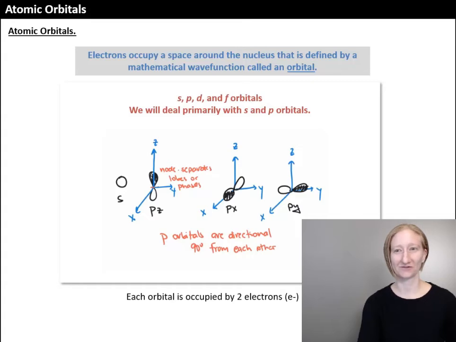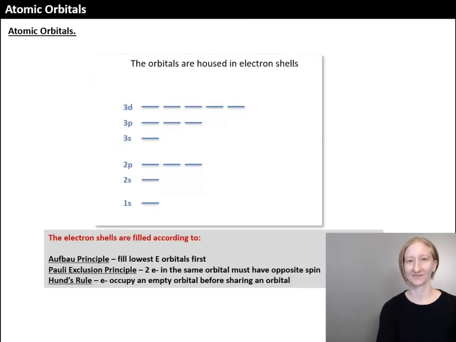It's also important to remember that each of these orbitals is occupied by two electrons, or up to two electrons. The orbitals themselves are housed in electron shells, and the electron shells are filled according to several named rules that you've likely seen before. First, according to the Aufbau principle, we fill the lowest energy orbitals first. So I'll fill the 1s orbitals before I fill the 2s orbitals.